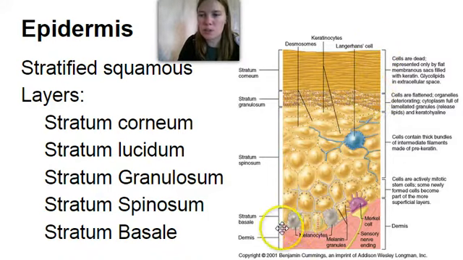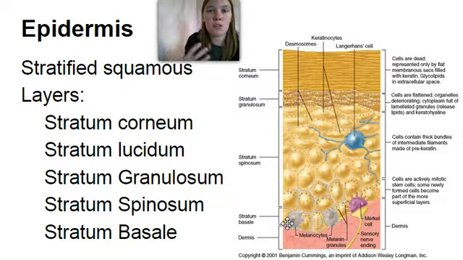The other layer I want to bring your attention to is the stratum basale. This is the basement membrane. It's the very bottom layer of the epidermis. This is going to be where melanin is found, and this is what gives our skin different colors. The amount of melanin will give us our different shades of skin. This is going to be the deepest layer. This is also where mitosis takes place.